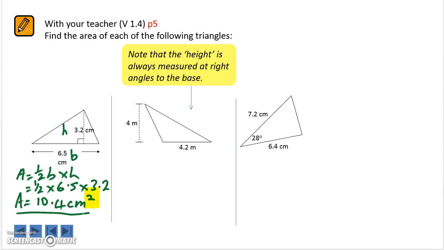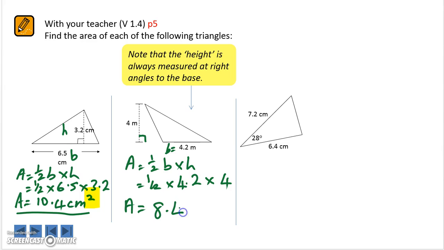Let's have a look at our second example there. We have our base of 4.2 metres, and this time we're given our height, and so it's really important that it's measured at right angles to the base. That's what that means in terms of that little note there in yellow. So again, we're going to use the same formula. Area equals half base times height. So half of 4.2 times by our height of 4 will give us an area of 8.4, and this times metres squared.